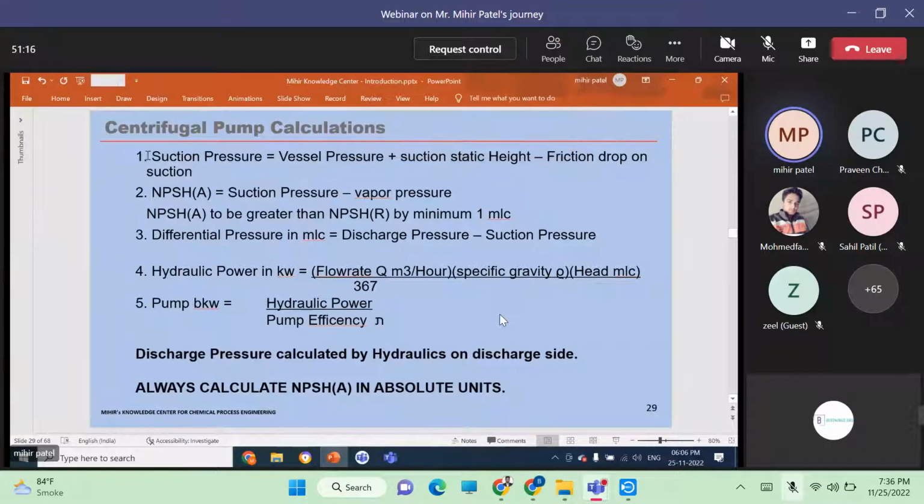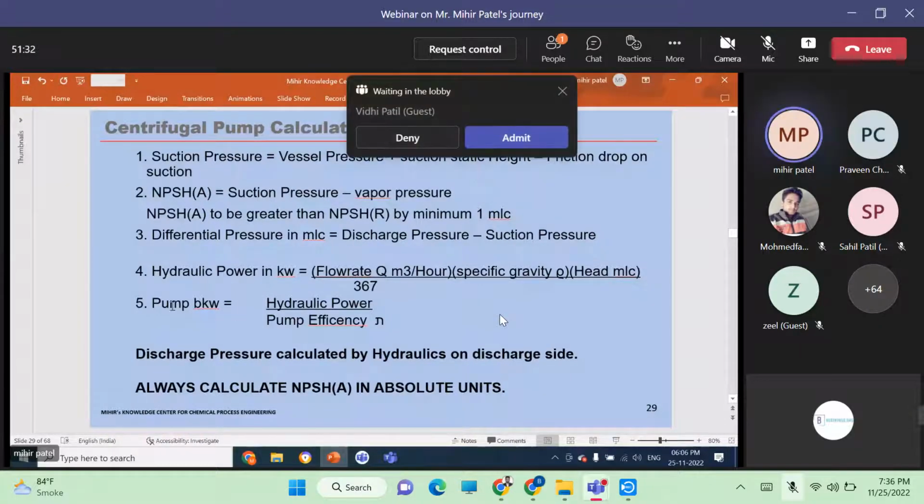So for a centrifugal pump, for example, suction pressure, this is how you calculate. NPSHA is net positive suction head. This is how you calculate. Differential pressure, always in this fashion. Hydraulic power in kilowatt, this is the formula used. And pump BKW, brake kW, this is the formula used. The pump efficiency comes into play.